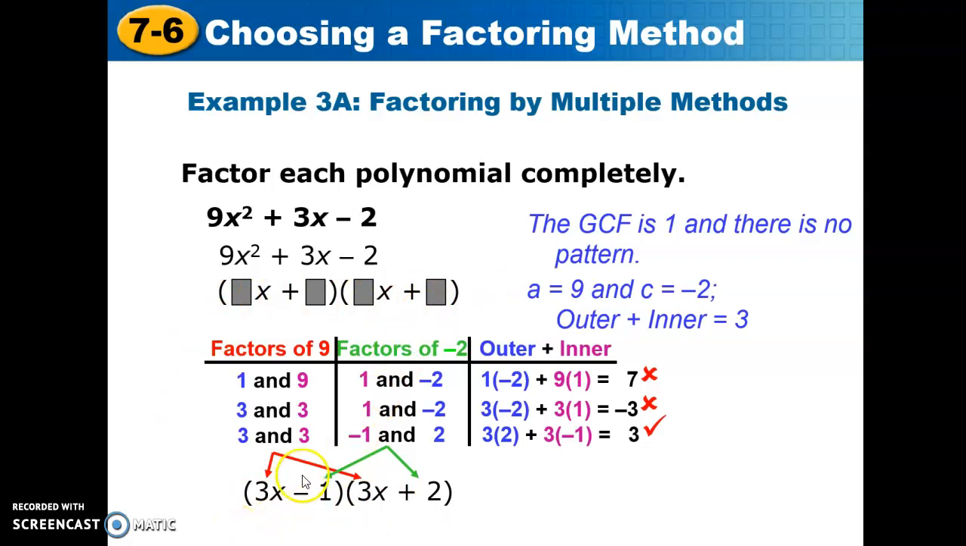If you're not sure how we got that, 3x times 3x is 9x squared, so that's my first term. Negative 1 times 2 is negative 2. That's my last term. And then my middle terms, we have negative 3x, and we have 6x, which when you combine those, you end up with 3x. Okay, so that's how we got that. That's your guess and check factoring from a couple sections ago.